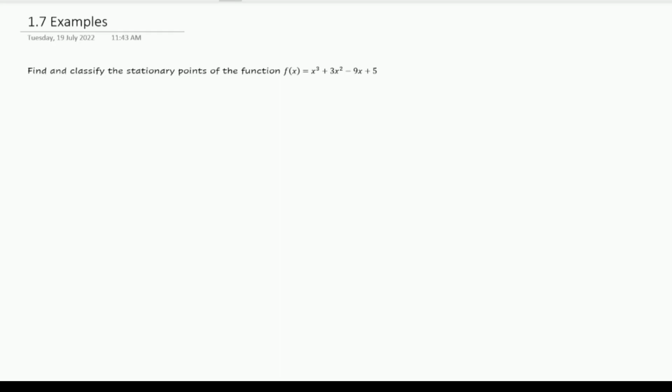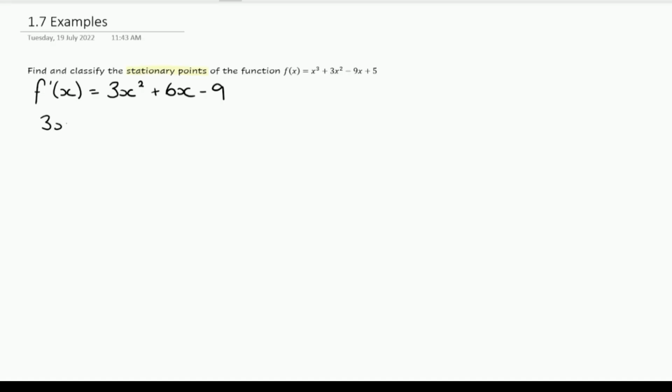This example is asking us to find and classify the stationary points of our function. So remember, we find our stationary points when the derivative of this function is equal to 0. So the first thing I have to do is actually find the derivative. So f dash of x is equal to, now I'm going to use the power rule for this, 3x squared plus 6x take 9. So there's my derivative function.